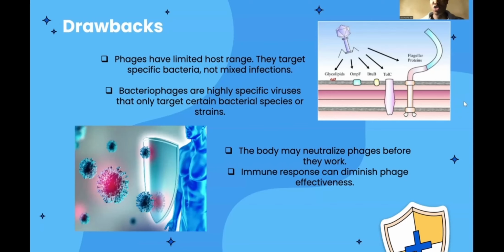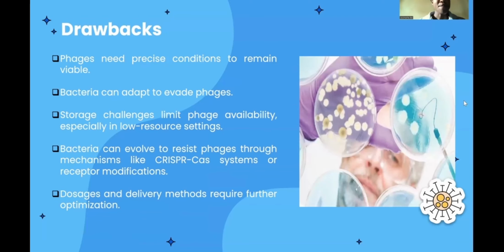Now, moving on to storage issues, which is the next slide. Phages need precise conditions to remain viable. And bacteria can adapt to evade those phages. Indeed, phages require specific conditions in order to remain stable and effective. And if they are not stored at the correct temperature, they can quickly lose their ability to target bacteria.